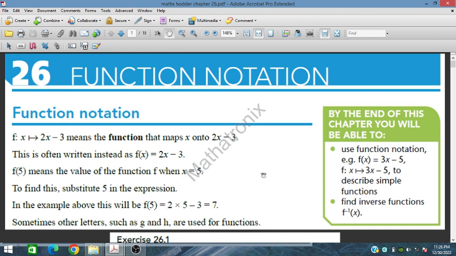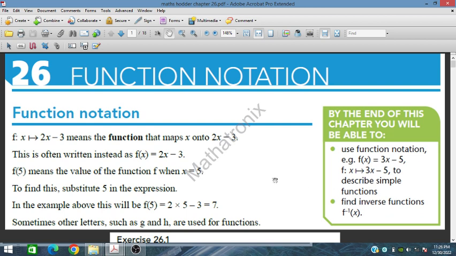Bismillahirrahmanirrahim. In this session, we will discuss function notation. We have a function f that, applied to x, gives the value 2x minus 3, meaning the function that maps x onto 2x minus 3. This is often written instead as f(x) = 2x - 3. So this kind of function expression, f(x) = 3x - 5, can also be written as f applied on x to map it to a new value 3x - 5.